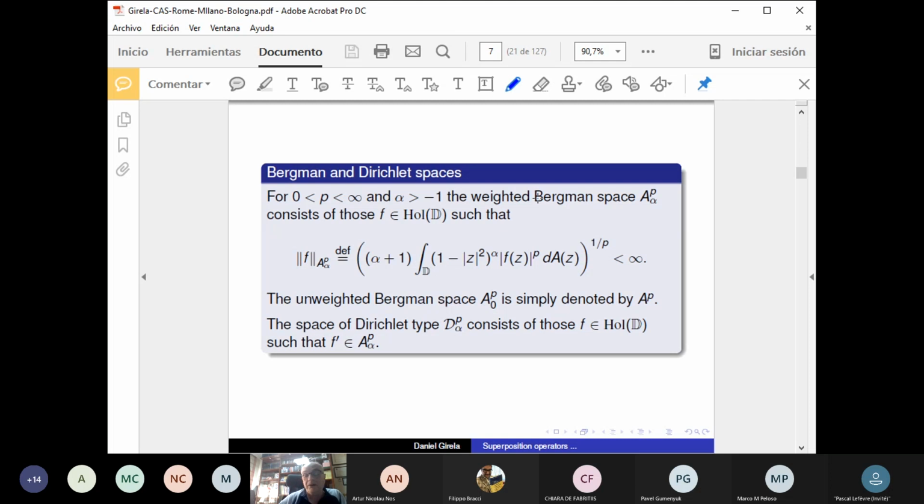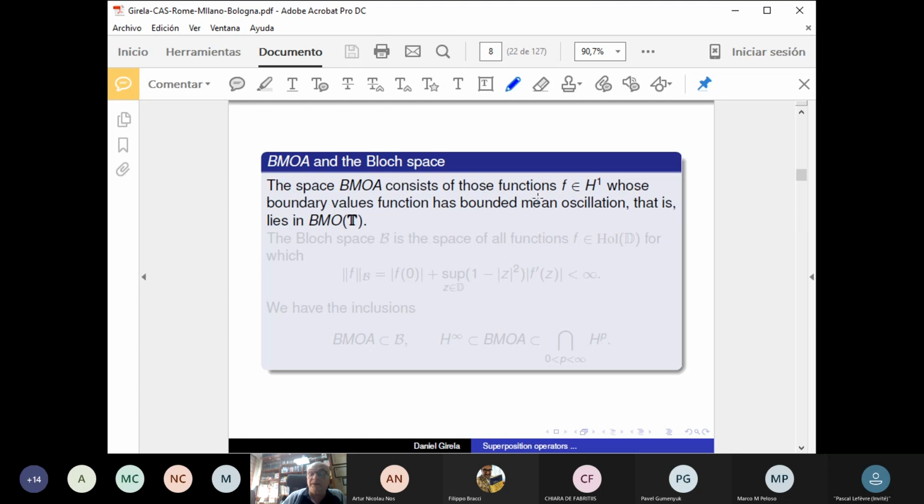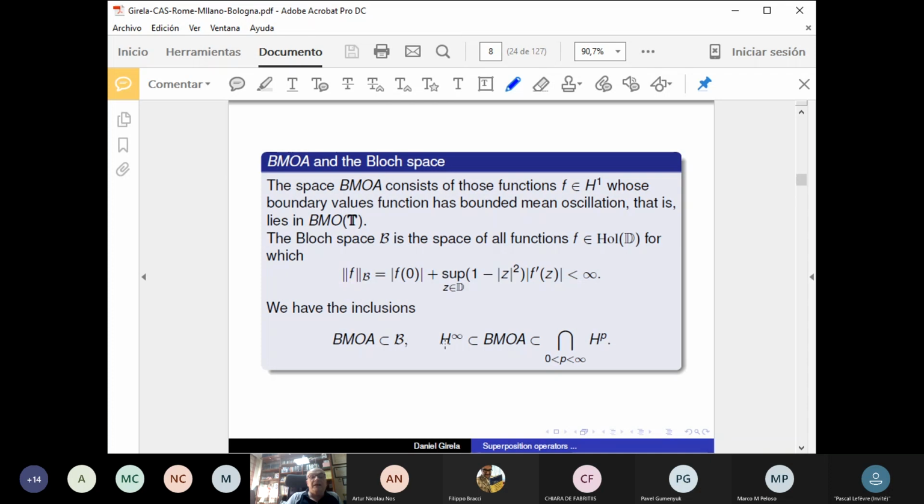And I'm going to speak also about two of my favorite spaces, which are the Bloch space and BMOA. The space BMOA, you know, is the space of all analytic functions in the disk whose boundary values are in BMO of the boundary, so that they have bounded mean oscillation. And you all know that BMOA can be characterized as the dual of H1. And the Bloch space is the set of all functions analytic in the disk such that the supremum of (1 minus |z|^2) |f'(z)| is finite. There are some well-known relations between this space and Hardy spaces. BMOA contains H infinity and is contained in the Bloch space. H infinity is included in Bloch, but there is no relation between Bloch and the intersection of HP spaces.